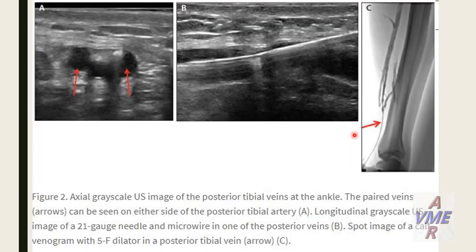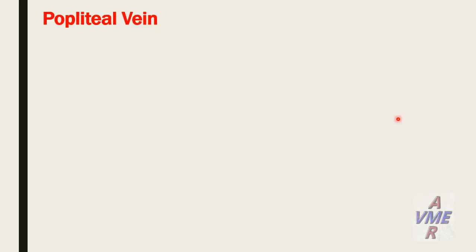This is a picture of the ultrasound imaging of the posterior tibial vein at the ankle. The paired veins can be seen on either side of the posterior tibial artery. The longitudinal grayscale ultrasound image shows a 21-gauge needle and microwire in one of the posterior tibial veins. And here we have a spot image of the calf venogram with a 5 French dilator in a posterior tibial vein. This is the vein accompanying the posterior tibial artery. This is the wire, which is guided by the longitudinal section of ultrasound guidance, and this is the venogram.